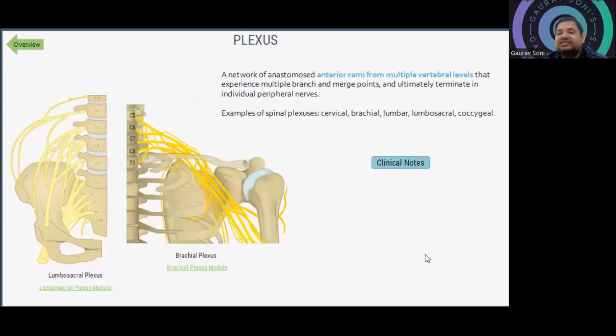Then the plexus. A plexus is a network of anastomosing anterior rami from multiple vertebral levels serving various functions, like cervical, brachial. So there will be an asymmetric presentation. Usually one limb is affected if one part or one side of the plexus is involved. A big topic, many lectures are there. You can see previous lectures.